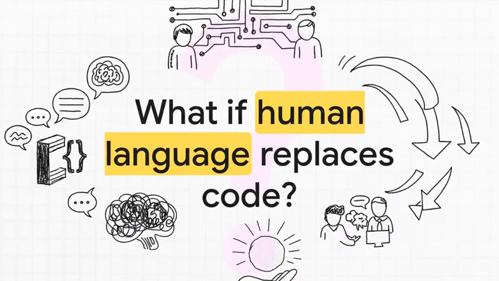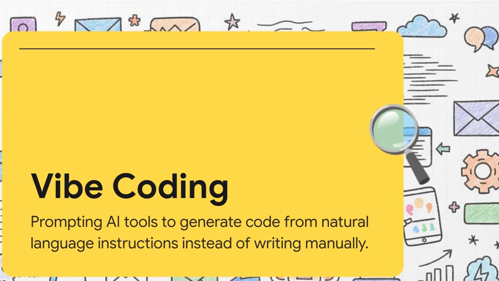So think about this for a second. What actually happens when you replace strict programming languages with everyday human language? I mean, it sounds like science fiction, right? But it's not. This is a very real paradigm shift happening right now in the software engineering ecosystem, and it is completely flipping our traditional understanding of app development totally on its head. The answer to that question is vibe coding.